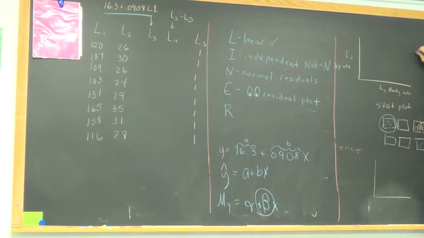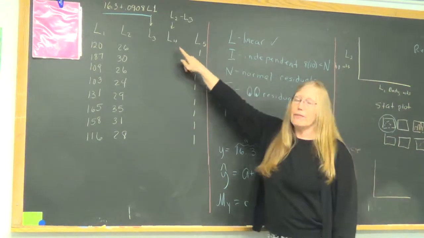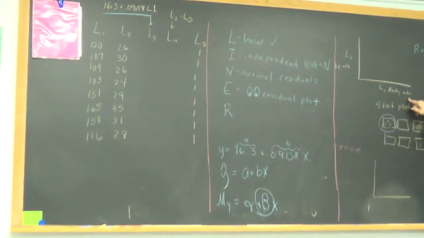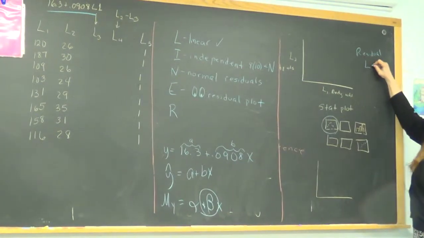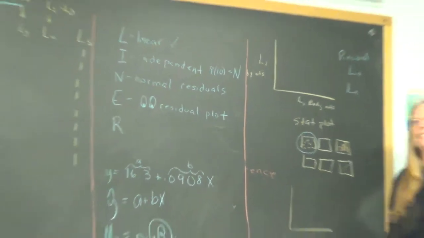Make sure you're putting it on the residual plot. Remember what we're trying to get is the value for each of these in L4 against each body weight. So are you putting in residual L4 and then a Y list?